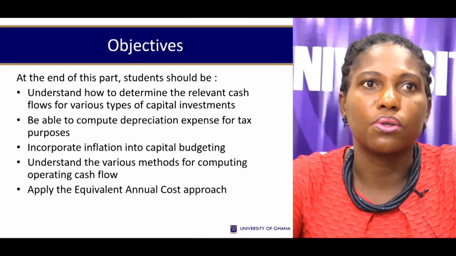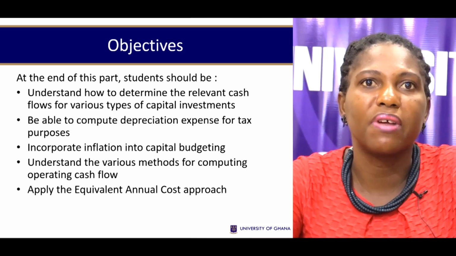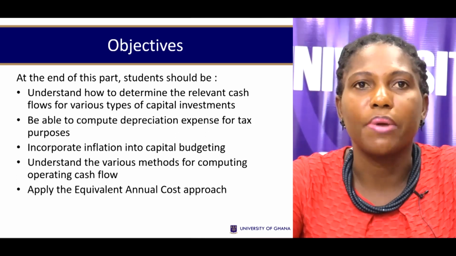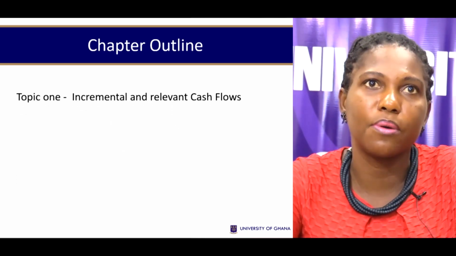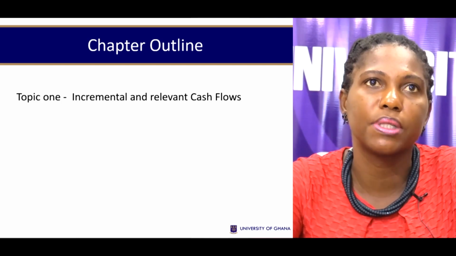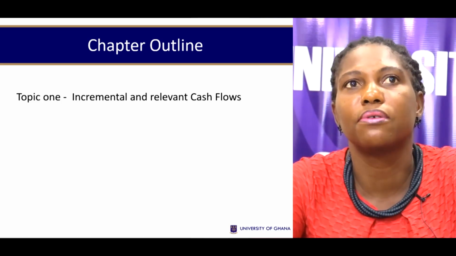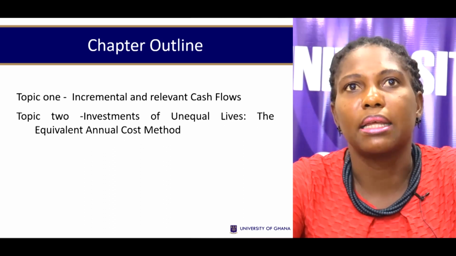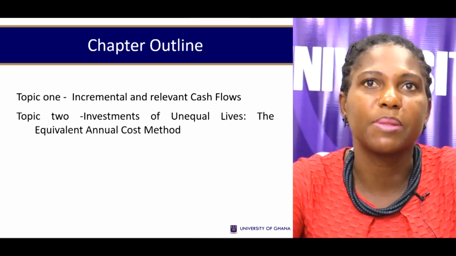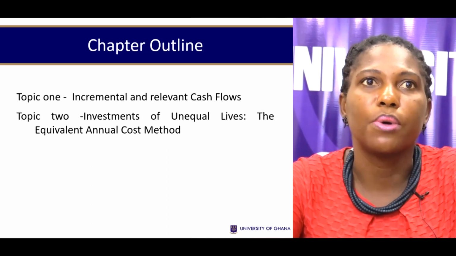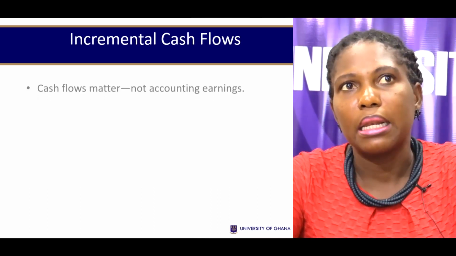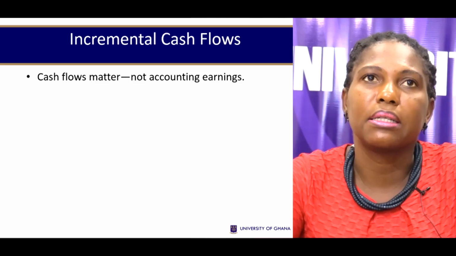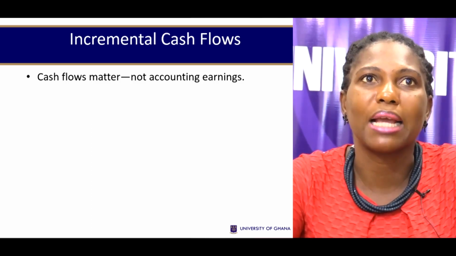And at the end of it also, we should be able to apply the equivalent annual cost approach where we have projects with unequal lives. The chapter outline will look first and foremost at the incremental and relevant cash flows and how they are computed. And then the second part will look at investments of unequal lives, where we look at the equivalent annual cost method. Now, when it comes to capital budgeting, our main focus should be on cash flows.